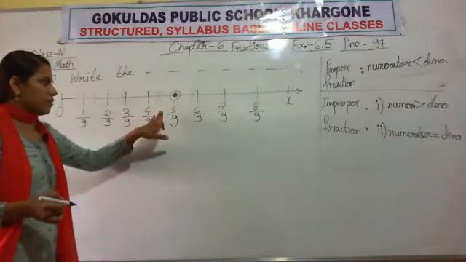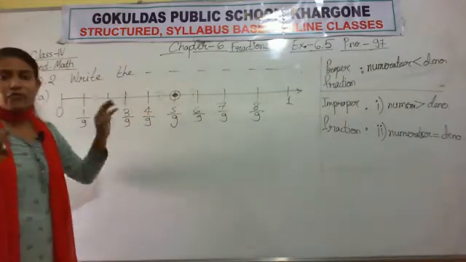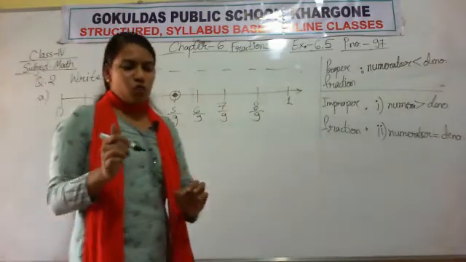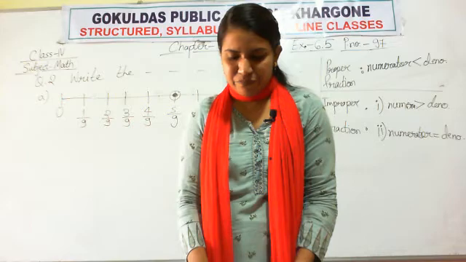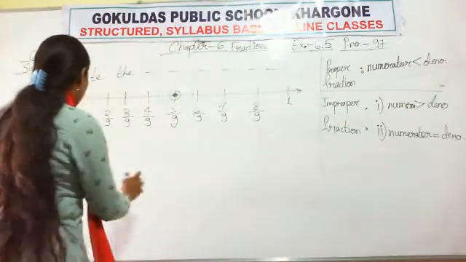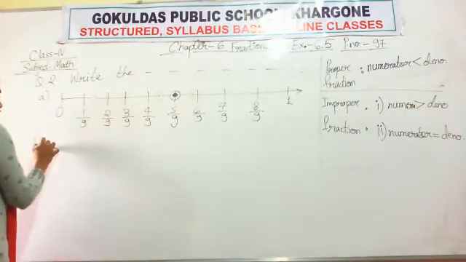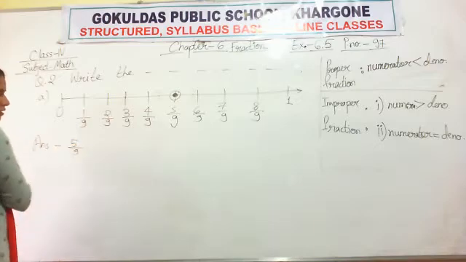Which number is it representing? Which fraction? It is representing 5 upon 9. So write 5 upon 9 as your answer. Your answer will be 5 upon 9.